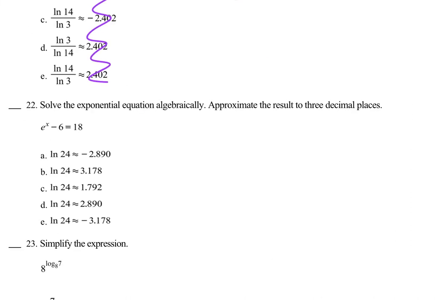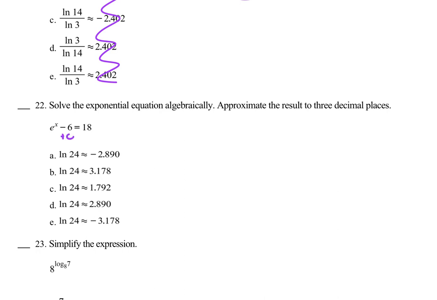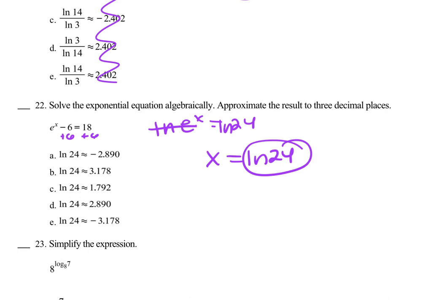Same thing with 22. I want to solve for the e, so I'd get e to the x equals 24, and then I would ln both sides, ln of e cancels, and x equals ln 24. And then from your answer choices, they all wouldn't be ln 24 because you wouldn't have the calculator to get to the next spot. One of them would be ln 24.